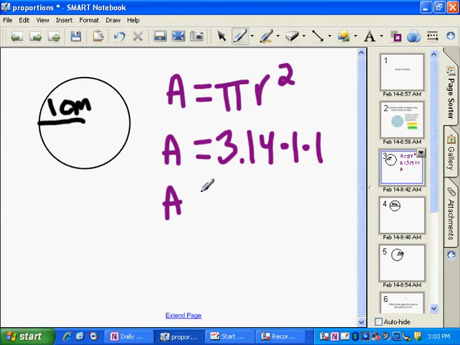Now I can put this in the calculator, 3.14 times r times r. Notice it's not r times 2. It's times radius times radius. So 3.14 times 1 is 3.14, and since we're dealing with centimeters, it is centimeters squared. So it's 3.14 square centimeters. If I have a circle with a radius of 1 centimeter, that means 3.14 squares would fit inside this circle right here.